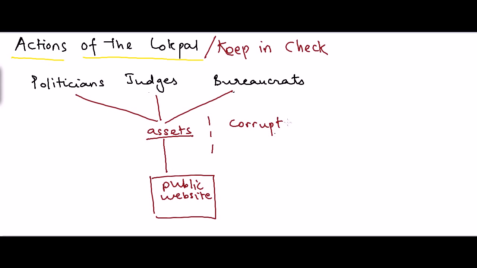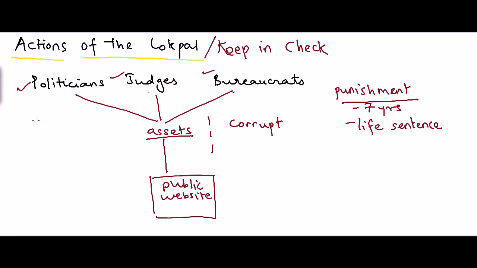Now, presently, the maximum punishment for corruption is 7 years. The bill seeks to increase this punishment to a life sentence. Now, this was the punishment in case of politicians, judges, or bureaucrats. Now, in the current system, there is nothing for the person who bribes the politicians, judges, or any government officers. The Jan Lokpal bill deems any person who bribes any government official also to be corrupt.